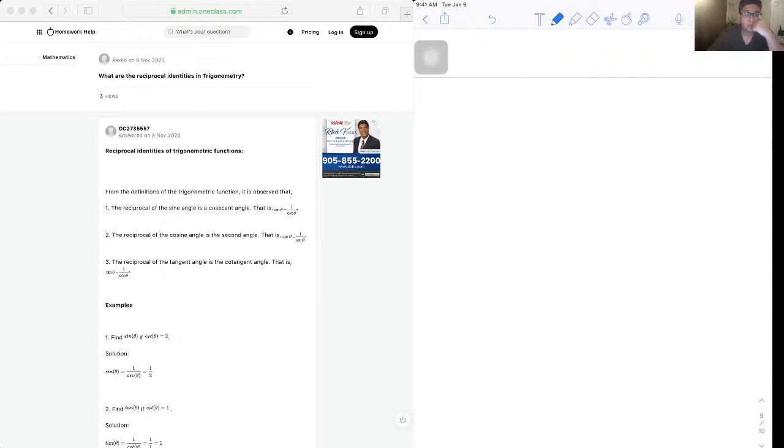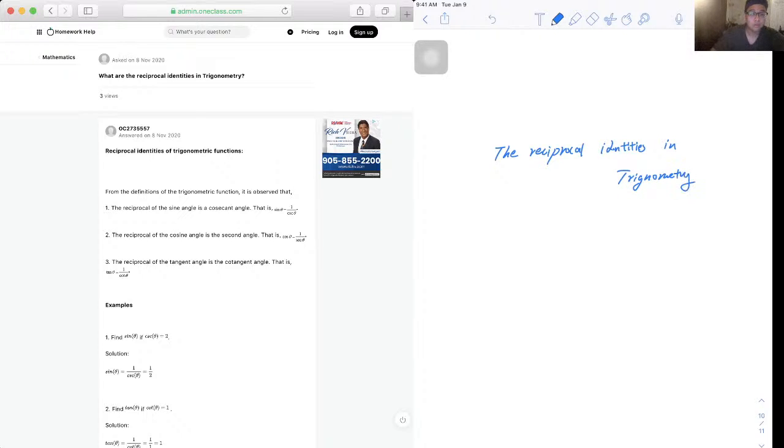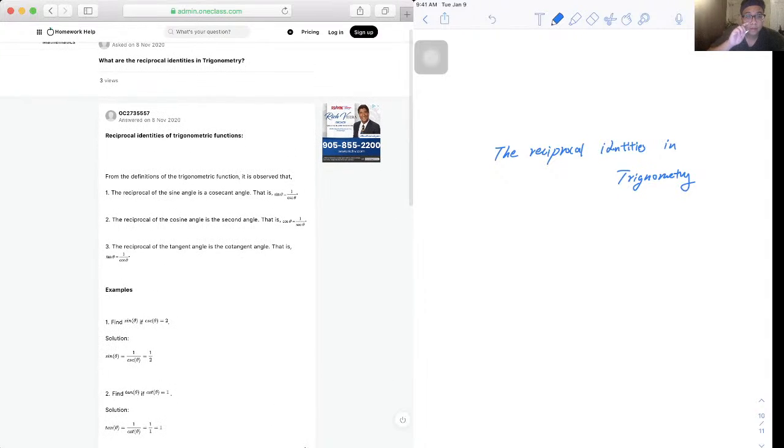Okay, so next we have, what are the reciprocal identities in trigonometry? Okay, so let's write the question down. So the reciprocal identities in trigonometry.